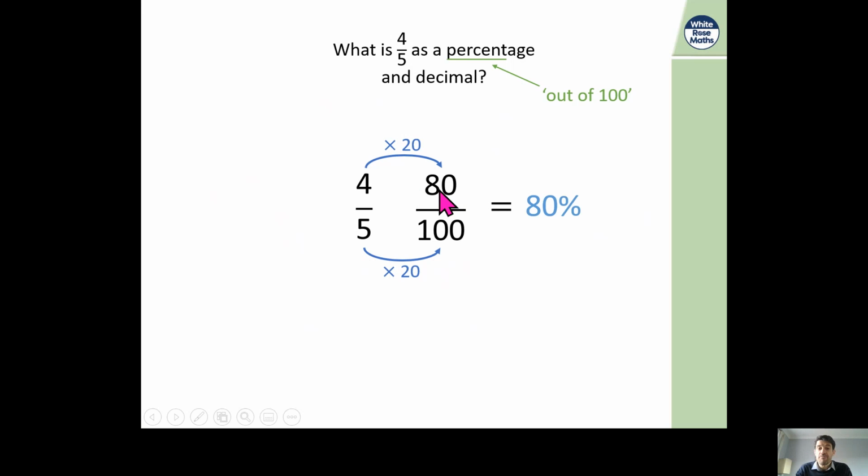We can also go straight from 80 out of 100 and think, right, well, it's 80 divided by 100. So 80 divided by 10 is 8, and 80 divided by 100 is 0.8. That gives us both answers.